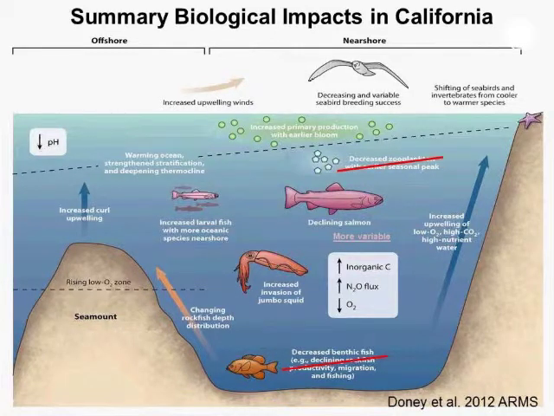Also crossed out is decreased benthic fish productivity, because after this was published, the fish productivity started to increase. Increased invasion of jumbo squid. Changes in rockfish distribution from deeper to shallower waters. Increase in the mesopelagic fish, off of Southern California, of myctophids and lanternfish and things like that. And an increase in krill-related upwelling.